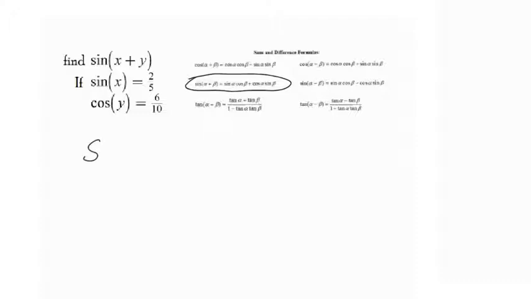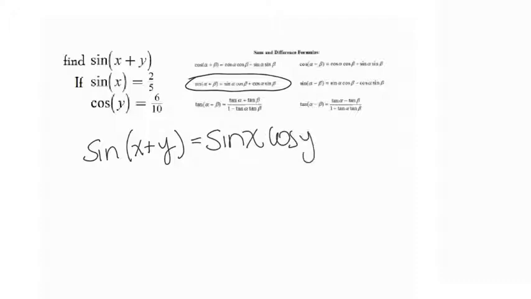So that's this one. I'm going to say sine of x plus y equals sine of x cosine of y plus cosine x sine y. Okay? And you already know a few things here. You know sine of x already. Okay, so sine of x is 2/5.